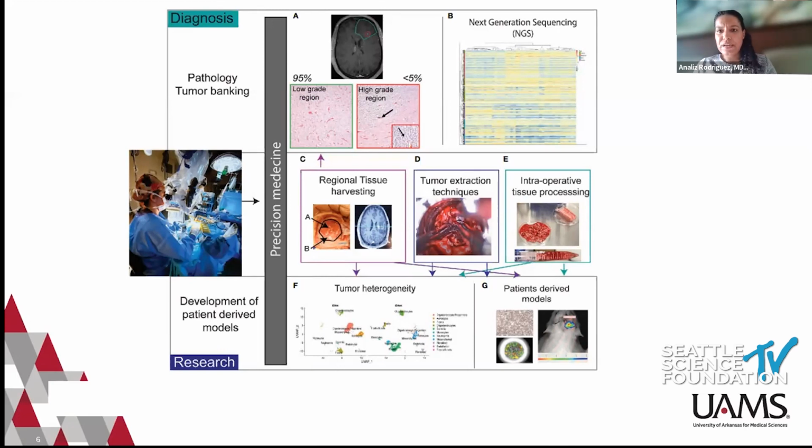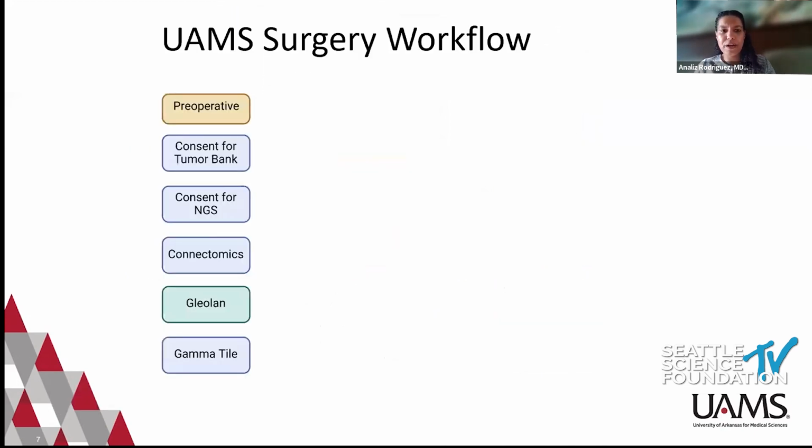And this nicely translates into developing patient-derived models and understanding the disease further. So here's our workflow. Preoperatively, we do consent all of our patients for tumor banking. We also consent them for next generation sequencing. That includes a panel of about 600 genes and also a transcriptome. We do use gliolin for our glioma, high-grade glioma cases. And in certain circumstances, we use GammaTile, which is a form of brachytherapy.